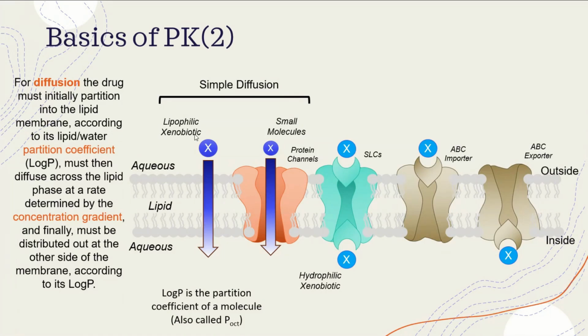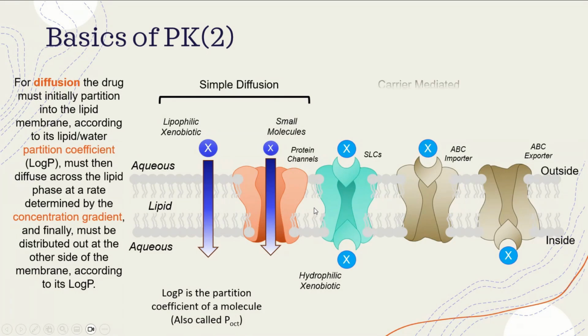Simple diffusion requires a concentration gradient, so it can only move from high concentrations to low. And with lipophilic xenobiotics, their ability to cross this membrane, again, depends on this lipid partition coefficient. The more lipid soluble it is, the more likely it's going to enter this membrane and be able to cross. But in order to go back into the aqueous membrane, it has to have the optimal aqueous solubility as well, so it doesn't just get stuck in the membrane.